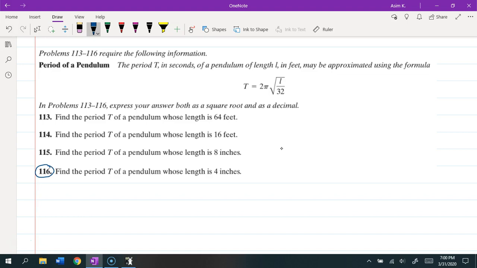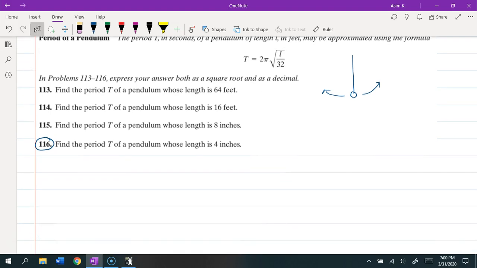116 with you guys. And basically the question says that the period t in seconds of a pendulum of length L in feet may be approximated using the formula that you're looking at. All right. So if you don't know what a pendulum is, just really quickly, it swings left and it swings right. I teach this in physics, so eventually you'll see it. But for now, we're just pulling the math out of it, and the math is important. Okay, you need to know it.